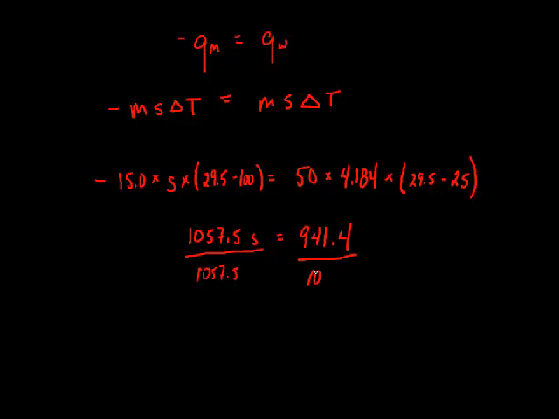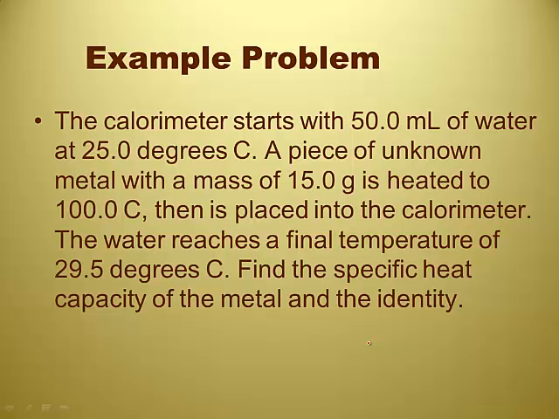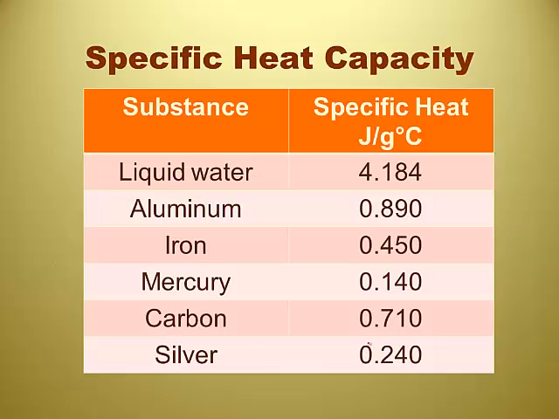Right. And I divide both sides by 1057.5, and we wind up with an S of 0.890. And that's joules per gram degree Celsius. Thank you, that's what I was just going to ask. Yep, I got 0.890 joules per gram degree Celsius. The problem says find the specific heat capacity of the metal and the identity. So we found the specific heat capacity. Now we have to ID it. Let's see, 0.890. Yep, there it is. Aluminum. Done.